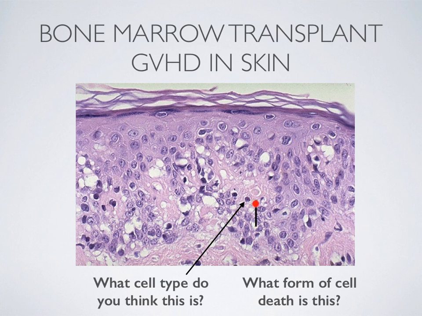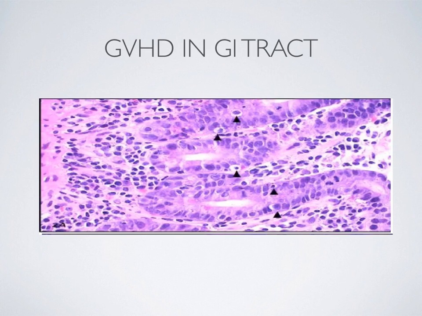So this cell right here is undergoing apoptosis, cell-mediated rejection. So the bone marrow of the donor produced T cells that recognized this cell as foreign and induced it to commit suicide. You can see that here too. This is the crypts in the gastrointestinal tract. All of these cells are being induced to commit suicide. And that, along with chronic inflammation, is what causes graft versus host disease.